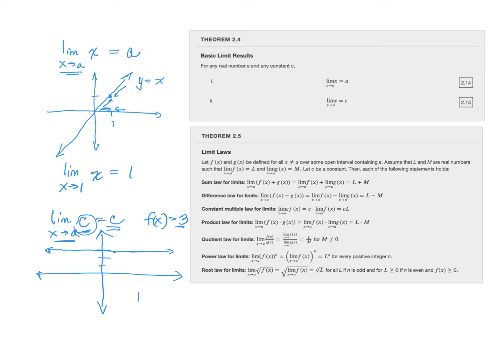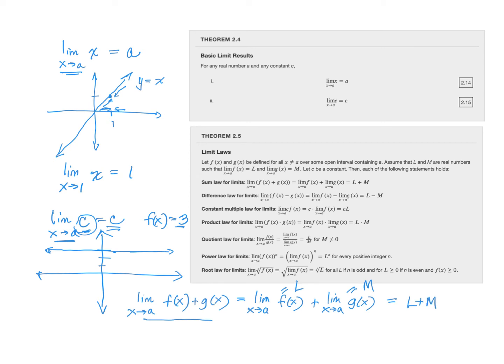If we took the limit as x approaches a of f of x plus g of x, so we have a sum of two functions, then we could actually take the limit of each function separately and then add them together. That's what that limit law is telling us. So if the limit of the first function was L, and the limit of the second was M, then your limit of the sum of the two functions would be L plus M. Using that explanation, hopefully you can look at the rest of these and make sense of them.